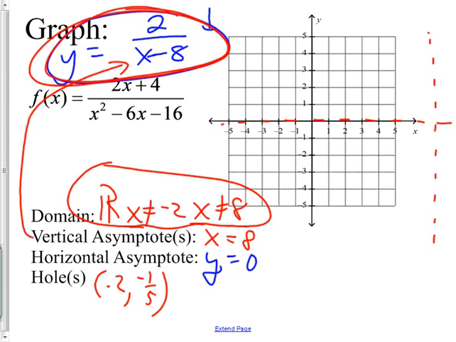And then it's one of those butterfly type things that's been moved over 8. So basically it looks something like that. I can't draw the rest of it over there. Okay? So now I want you to, oh, yep, you're right. There's a hole at -2 comma -1/5. So that would be, if I extend this over farther, -2 comma -1/5, there'd be a hole right there as it goes across.